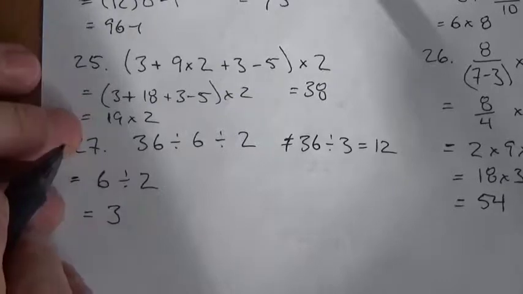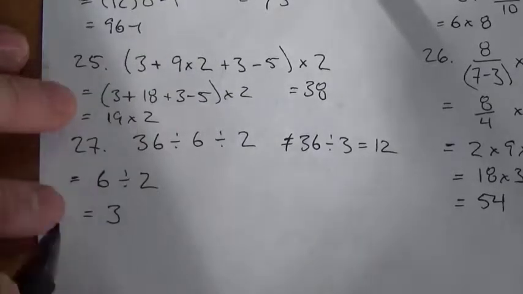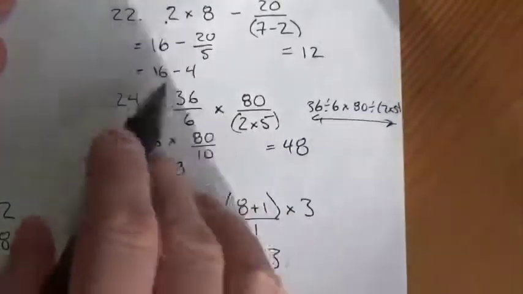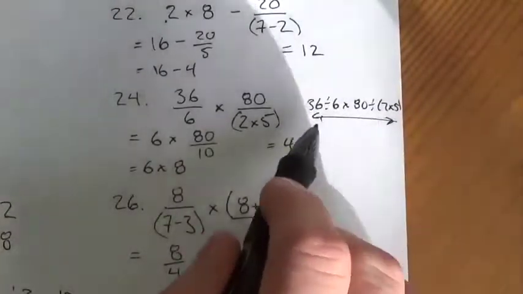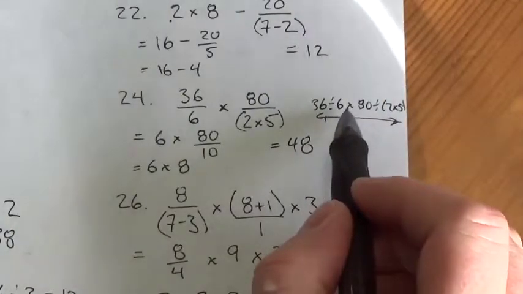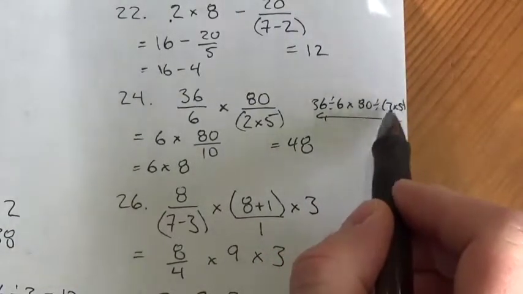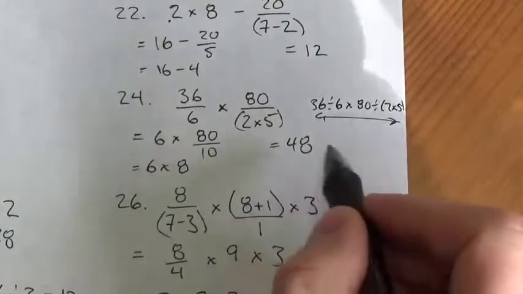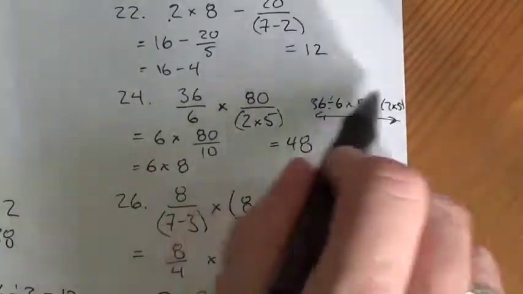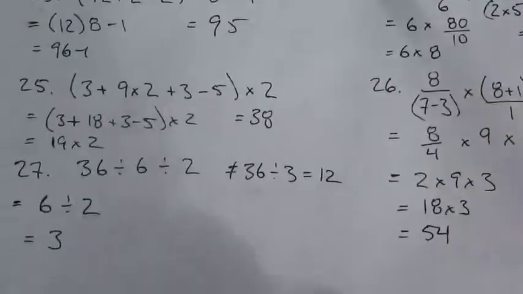Okay, so please, when you've got a list of these going off left to right here, do it in order, left to right. Even here with this question right here, if I had gone through and done it like this, I'd have gone 36 divided by 6 is 6. And then I could multiply by 80 and then divide by 2 times 5. That would still get me 48. That would still give me the answer I'm looking for. So left to right is important in those situations. So please remember that.